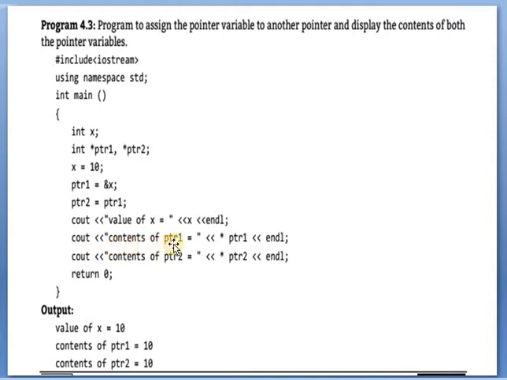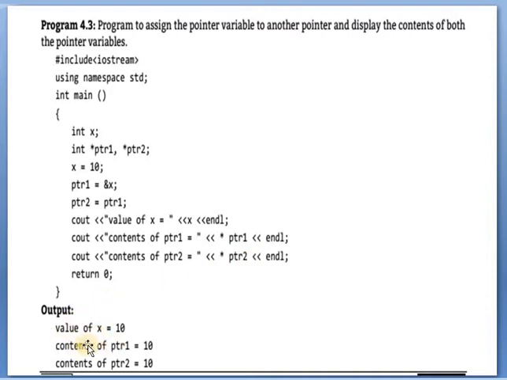In the next statement, content of ptr1 equal to star ptr1. What does it mean? The actual value at the address which is stored in this ptr, which is the value of this x variable. And again, content of ptr2 equal to star ptr2, the value which is stored at the address which is stored in ptr2. So see here, all the statements have the same value. x is equal to 10, star ptr1 also 10, star ptr2 also 10.